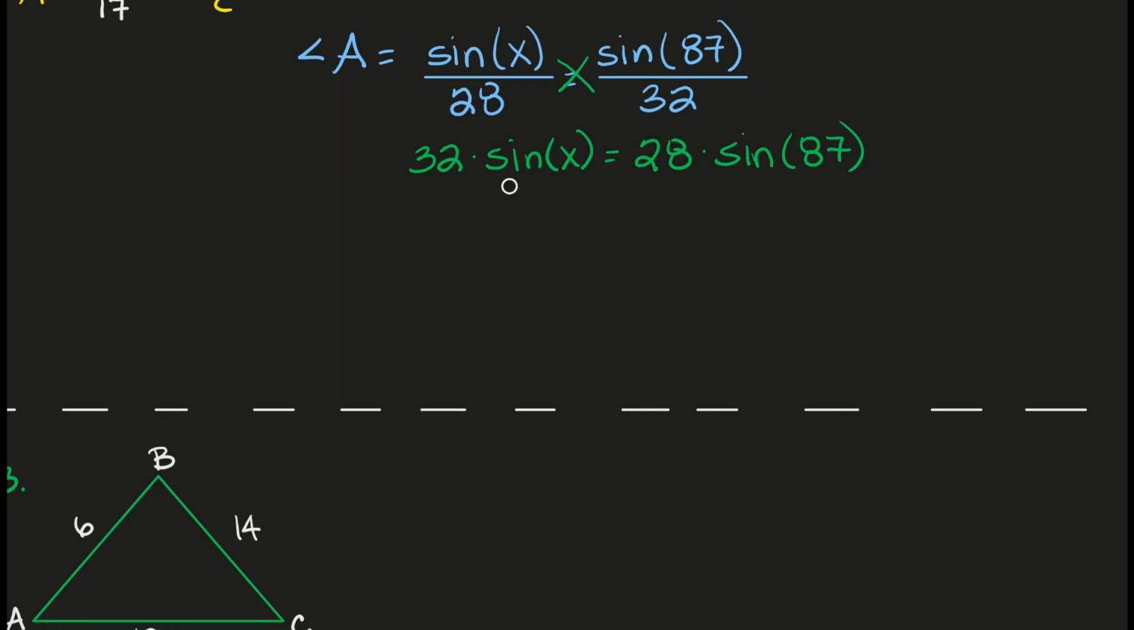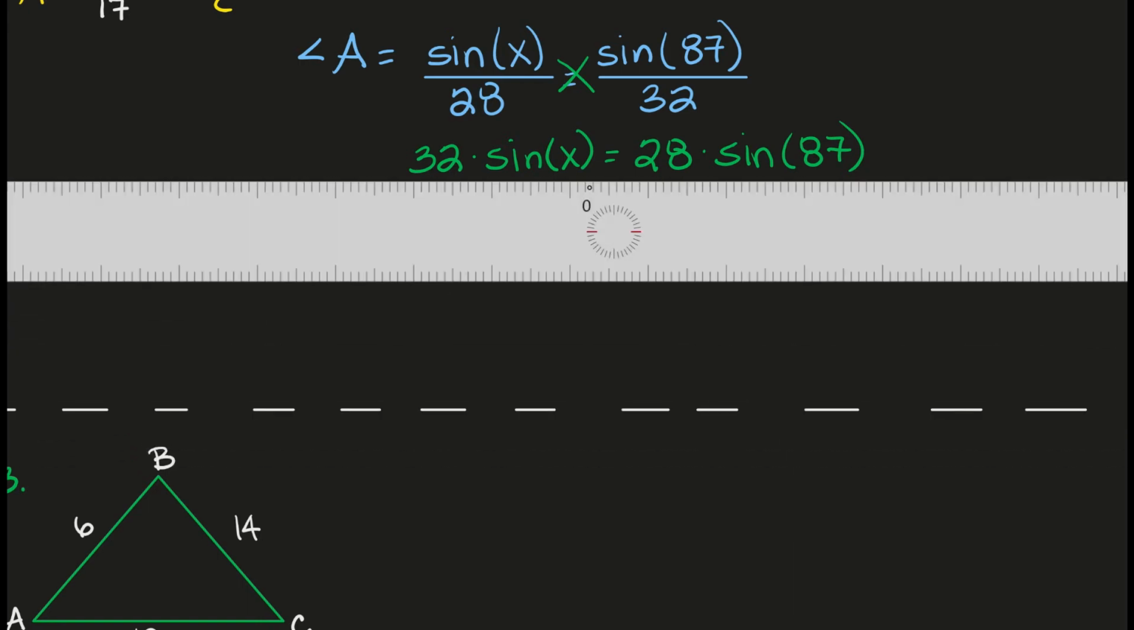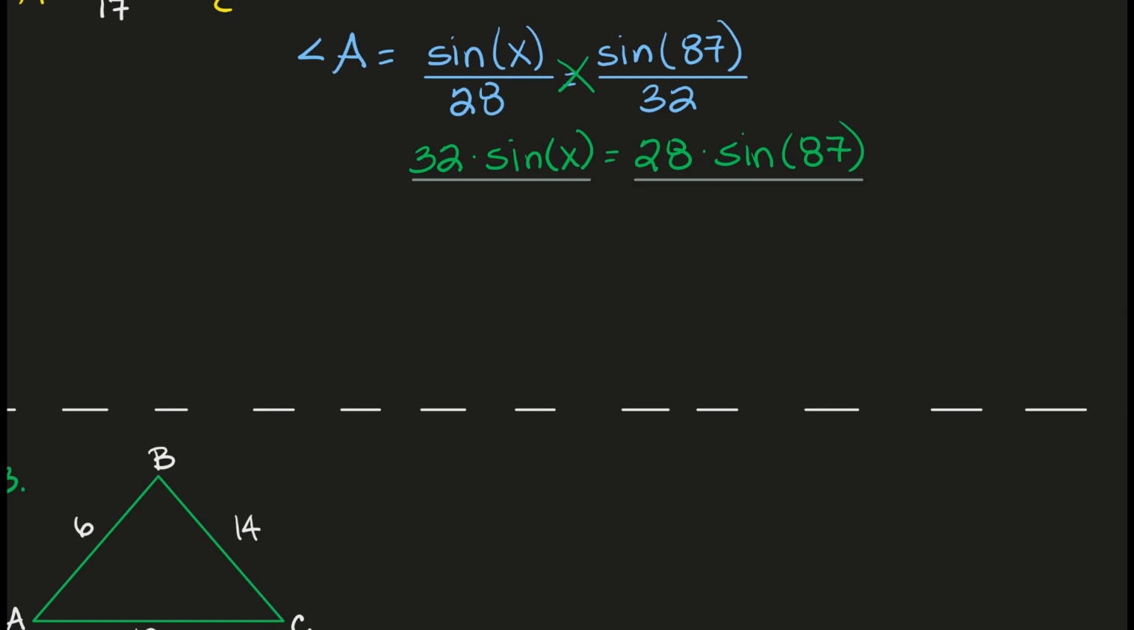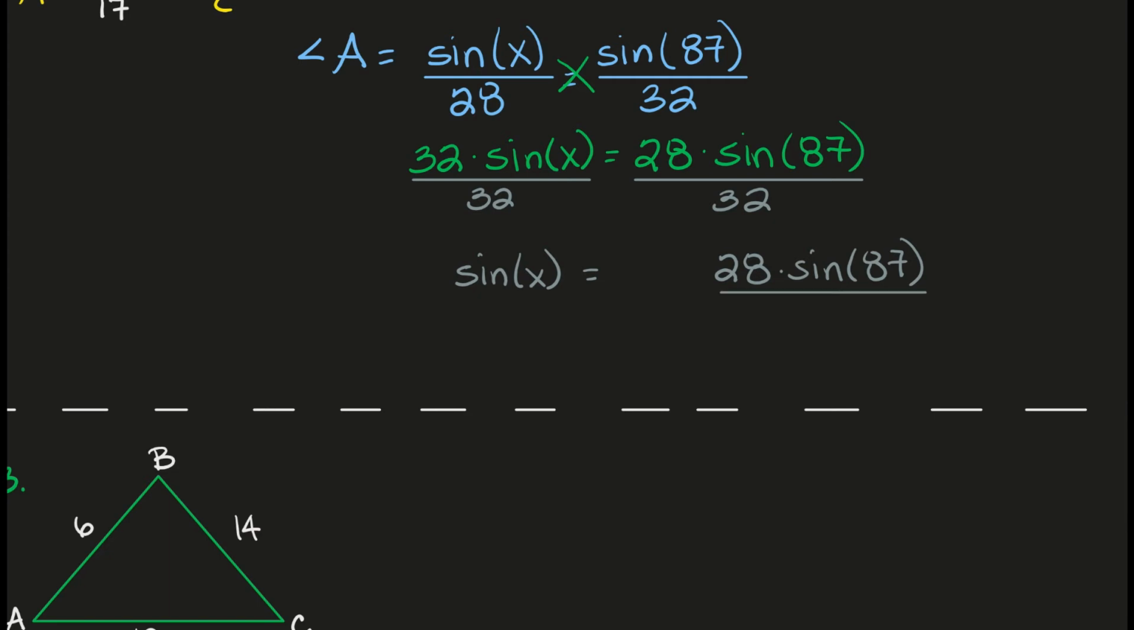Here you want sine of x by itself, so we're multiplying by 32, so we're going to divide. Remember, we always have to do the opposite of the operation that's being performed. So we'll divide by 32. So sine of x equals 28 times sine of 87. This is all over 32.